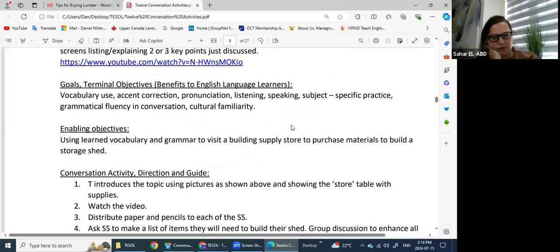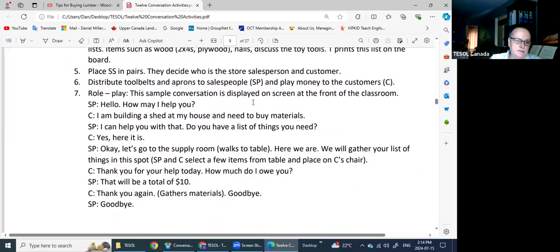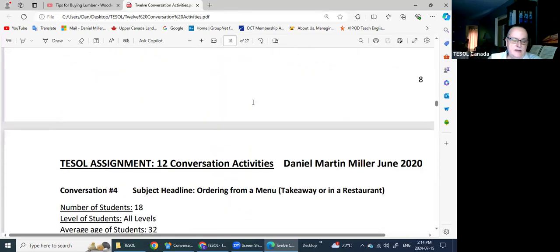Code objectives. In here, under the goals and terminal objectives and enabling objectives, I've got different items listed. We'll look at these in more detail on the template sheet that I've got set up for you. So that gives you an idea of how I built my lesson plans.